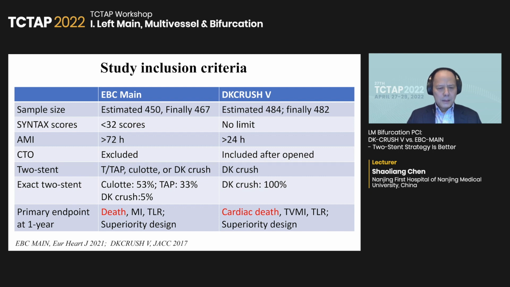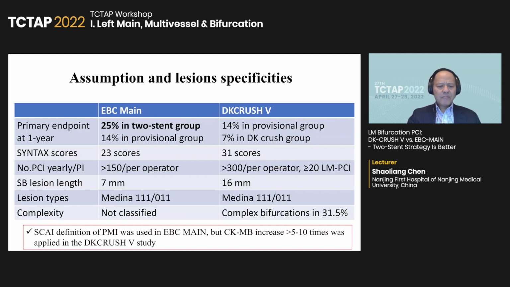So finally, in EBC main, culotte was used in 53%, TAP in 33%, but DK only in 5%. The primary endpoint in EBC main included all-cause death, myocardial infarction, and target lesion revascularization, which was totally different from the composite of cardiac death, target vessel myocardial infarction, and TLR in our DK-5 study. Both studies were designed as superiority studies.